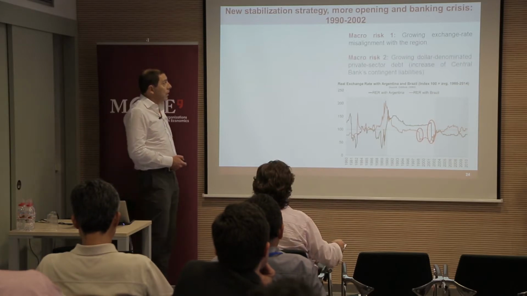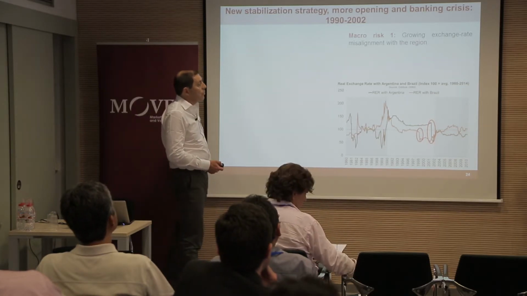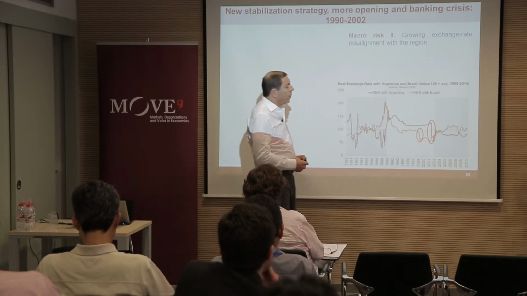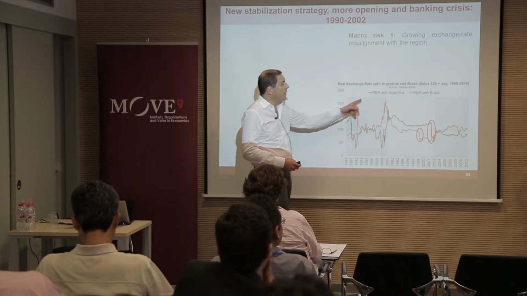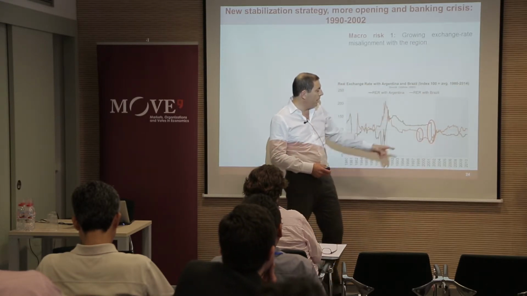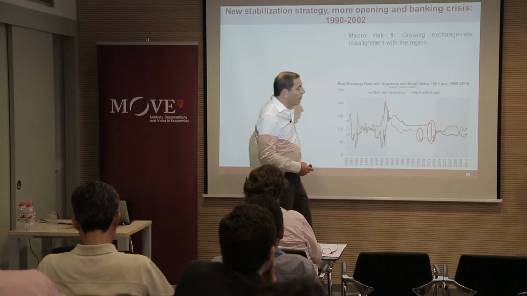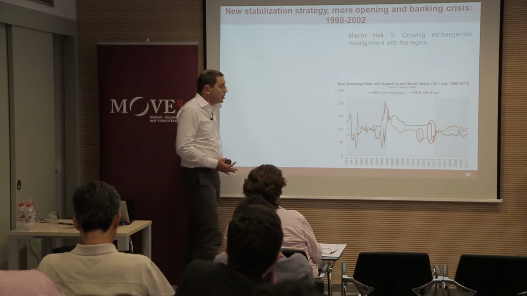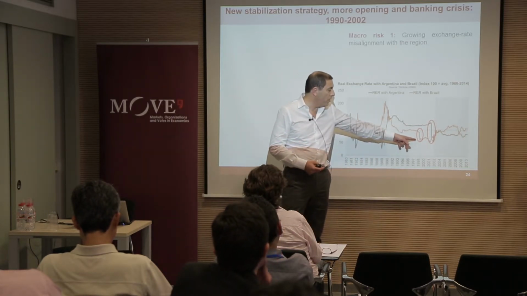So the macro risk that the government faced in this period was that they maintained a different structure of prices compared to Argentina and Brazil. This is the real exchange rate with Argentina and the real exchange rate compared to Brazil. As you can see here, compared to Brazil, Uruguay is very expensive in dollars, and also compared to Argentina.